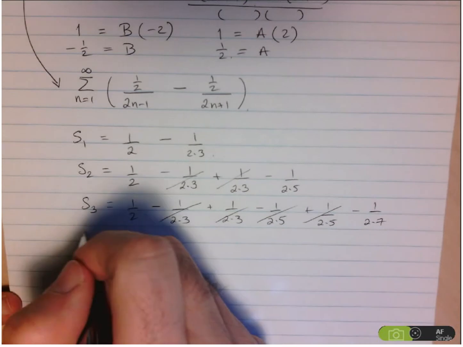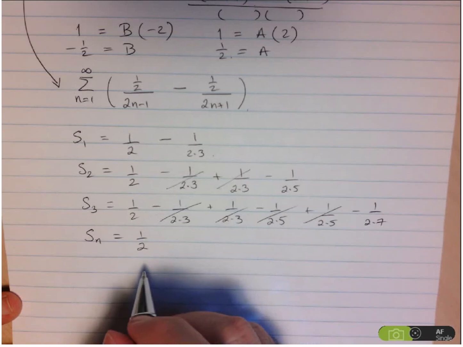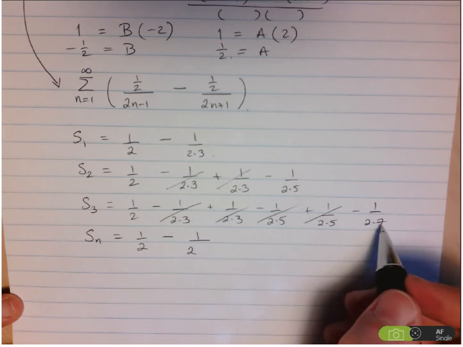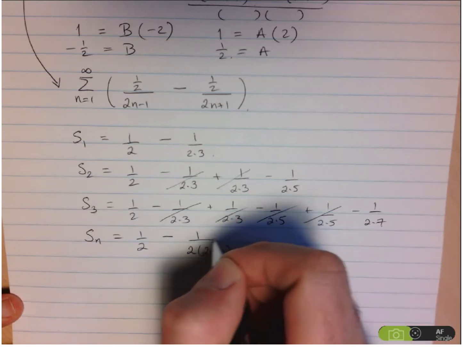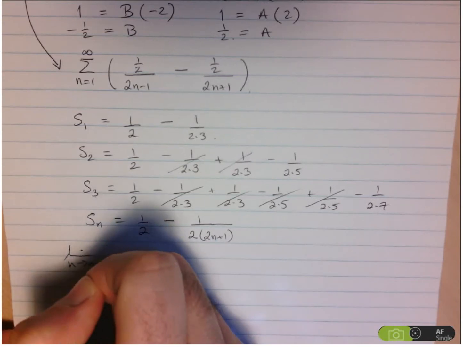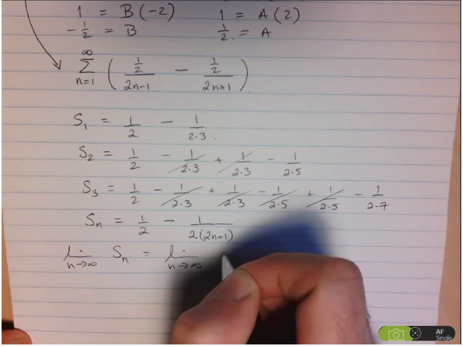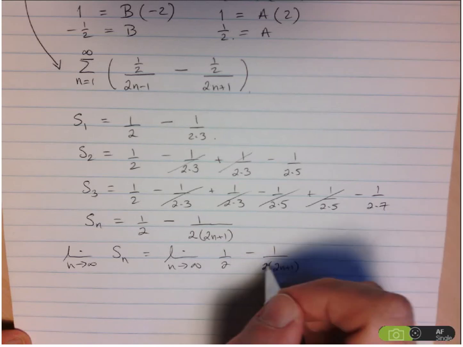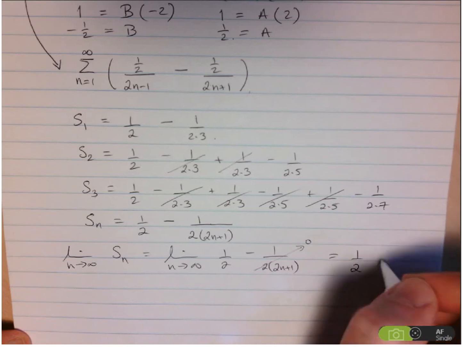So what we're left with in the end is Sn equals 1/2, and then minus whatever the last term would be. So minus 1 over 2 times, well, if we compare here, we just have 2n plus 1. And now that we have a formula for Sn, we can take the limit to determine the sum of the series. So the limit of Sn is the limit as n goes to infinity of 1/2 minus 1 over 2 times 2n plus 1, and as before, that term approaches 0, and so we're left with 1/2.